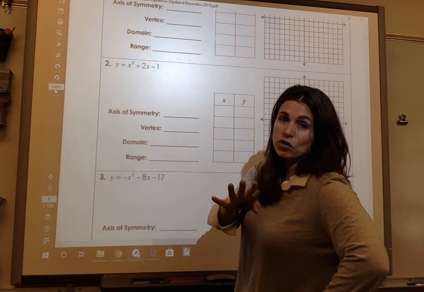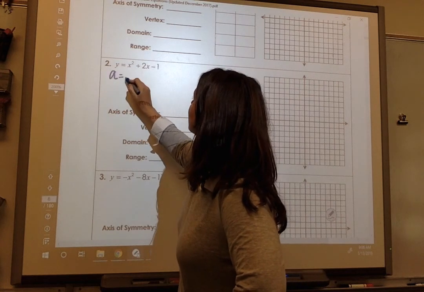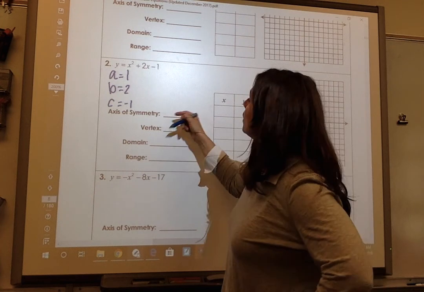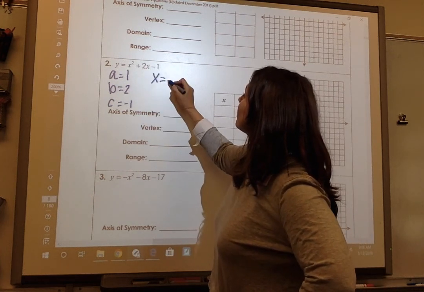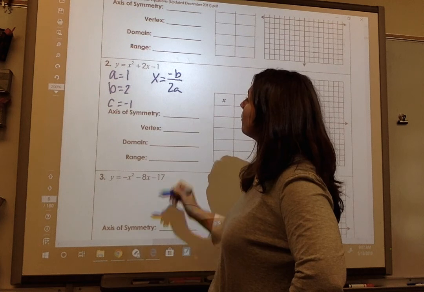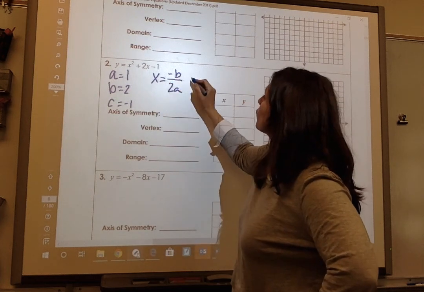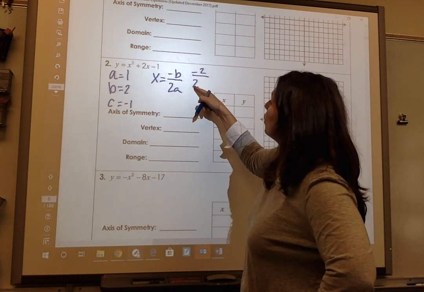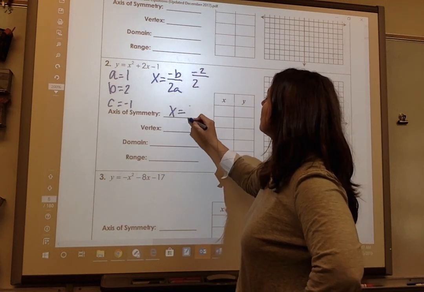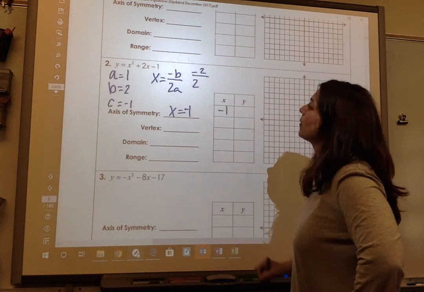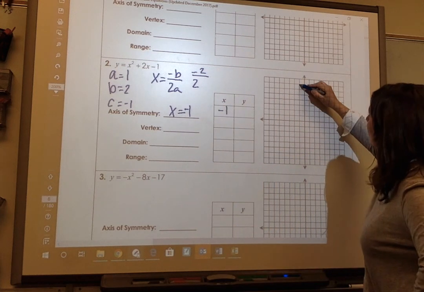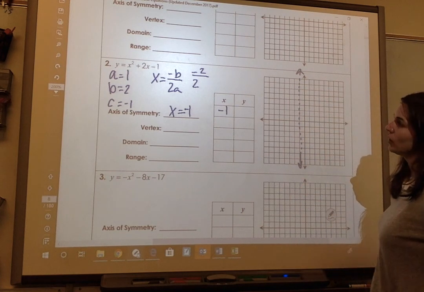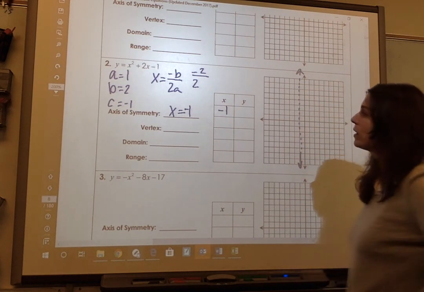Axis of symmetry and vertex, you know how to do. For the axis of symmetry, I'm just going to say a is 1, b is 2, c, although I don't need it, is negative 1. So to find the axis of symmetry, my formula is x equals negative b over 2a. So I'm simply plugging in numbers. Negative 2 over 2. And negative 2 over 2 is negative 1. So my axis of symmetry is x equals negative 1. So I'm going to graph that over here. Here's negative 1. I'm graphing it as a dotted line, infinite in both directions, so I have arrows on both ends.